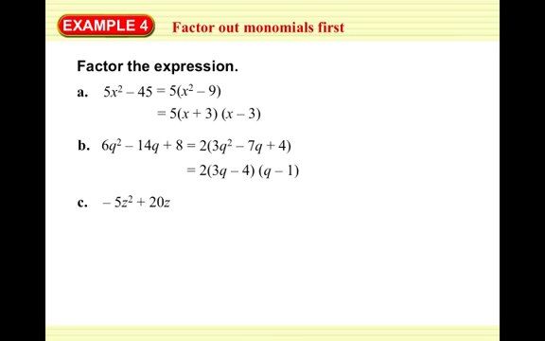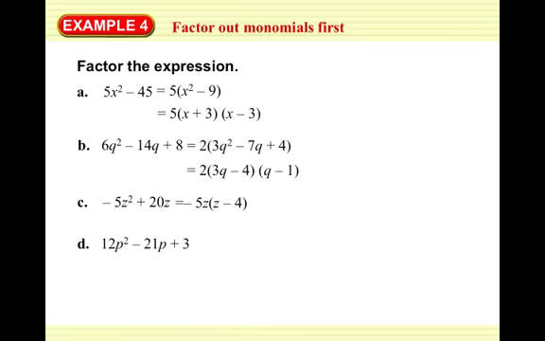All right, negative 5z squared plus 20z. Let's see if we can bring out a negative 5 and a z. So it's kind of hard to see there, but we do have a negative. Negative 5z times, well, let's see, negative 5z squared divided by negative 5z is z. 20z divided by negative 5z is going to leave us with negative 4.